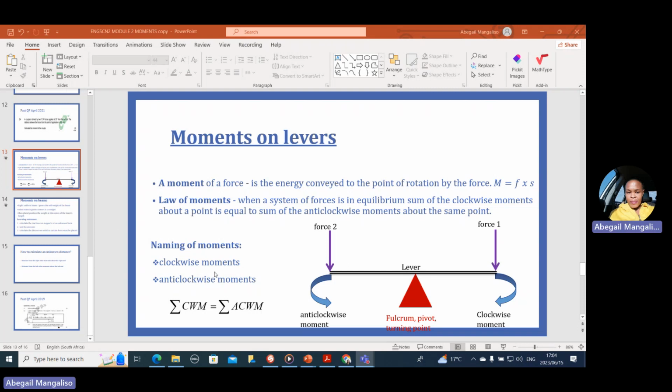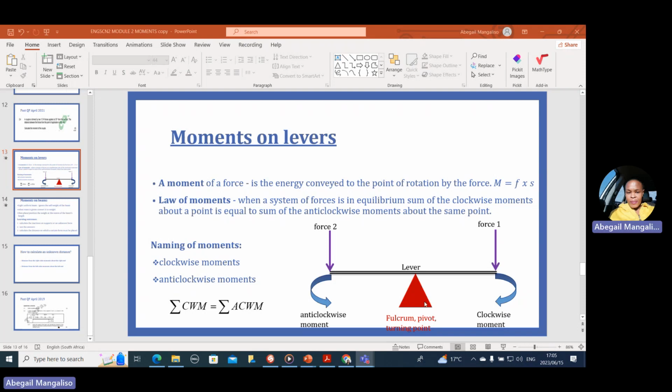So moments can be clockwise or anti-clockwise about a point. If you follow the arrow of this force 1 and you turn it towards the support, this produces a clockwise effect about this point. And if you focus on force 2 and you follow its arrowhead and you turn it towards the support, this one has an anti-clockwise effect about the same point.